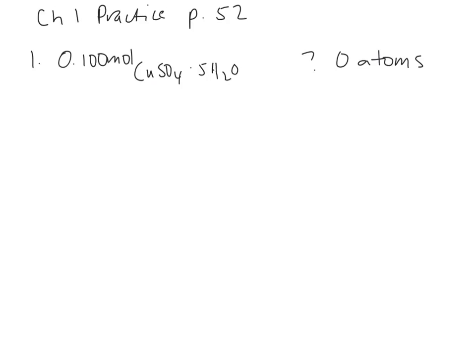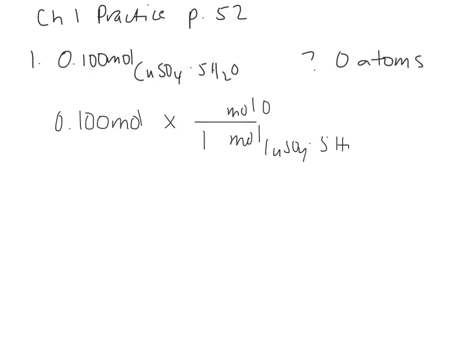It's hydrated with 5 water, and they want to know how many oxygen atoms you could expect to find in this sample. So first thing you need to do is take your 1 mole of your copper sulfate, and figure out how many moles of oxygen would be in that. So for every 1 mole of copper sulfate hydrate, in this case pentahydrate, you should be able to see that there's 9 moles of oxygen. So we're really talking 0.900 moles of oxygen atoms.